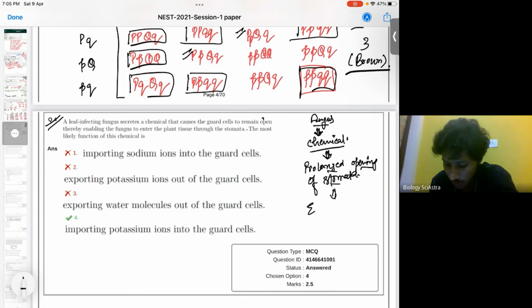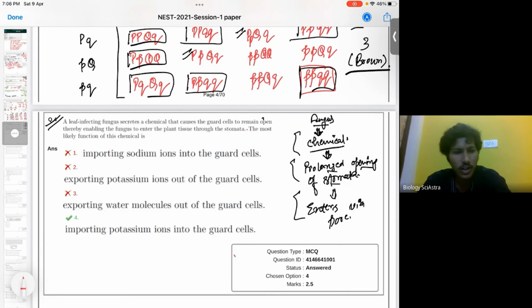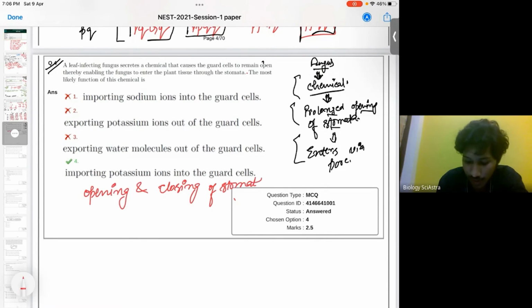So they enter via pore. ठीक है? ये chronology है. अब वो लोग पूछ रहे हैं कि how is it possible? What will this chemical be doing so that this stomata is opening for a prolonged time? तो हम लोगों ने एक concept पढ़ा था in the chapter transportation in plant about opening and closing of stomata, and it was regulated by which ion? It was regulated by potassium or K plus ions.